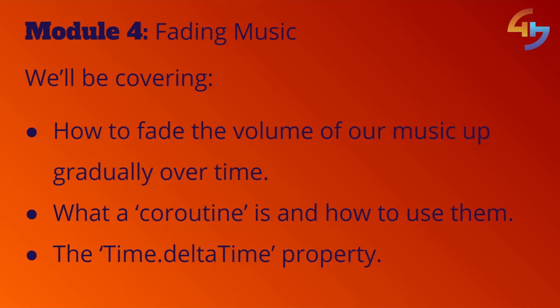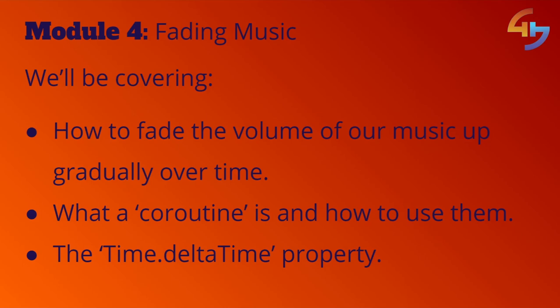In the first lesson of this module, we're going to be looking at how we can fade the volume of an audio source as it is played. We're going to be going back to our music script and see if we can get it to fade in as our game begins. We'll also be looking at a few new concepts today, such as coroutines and the time.deltaTime property. Now, these can be a little bit confusing and hard to understand, especially the deeper you dive into them. So we'll try and keep things nice and easy to understand and focus mostly on how to use them in our scripts for fading music.